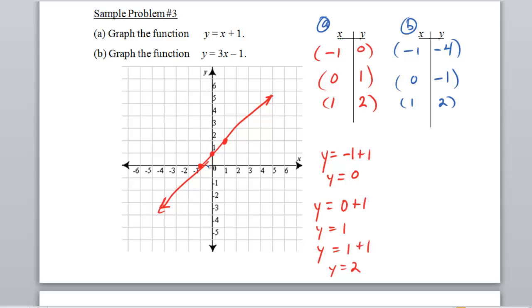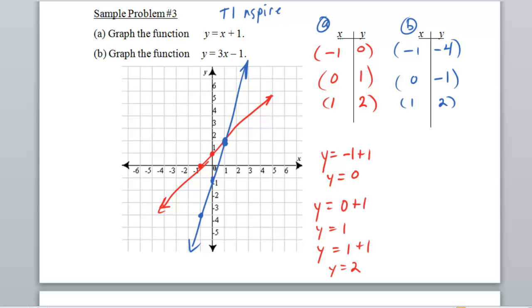And I'm going to try to plot those points. (-1, -4), (0, -1), and (1, 2). And you can see that these have a common pattern. And again, I'm going to recommend that you use a straight edge of some sort just to keep the graph looking halfway decent. Now, if you want to check yourself, you can always graph these in your TI-Nspire calculator to verify that you plotted the points correctly.